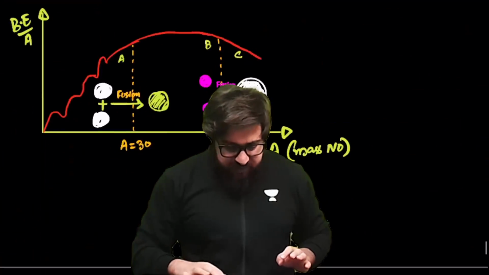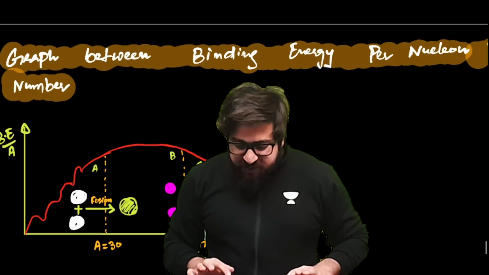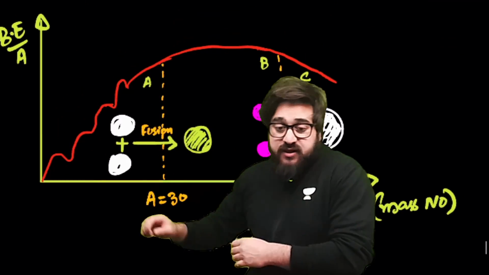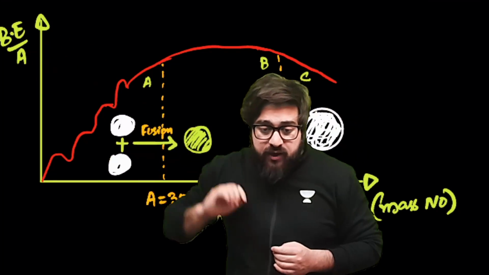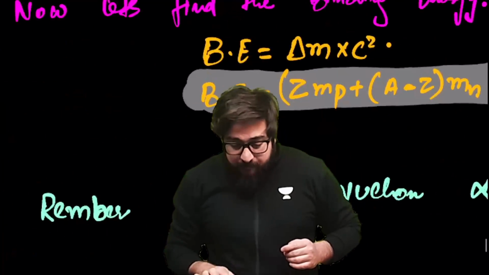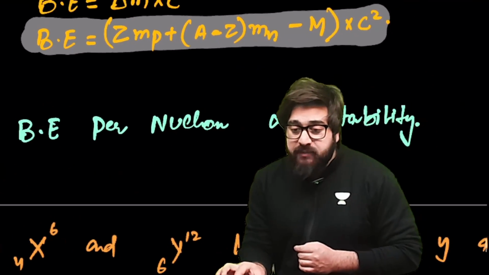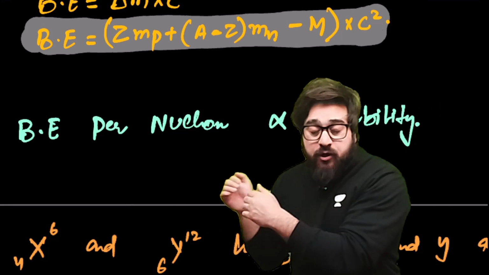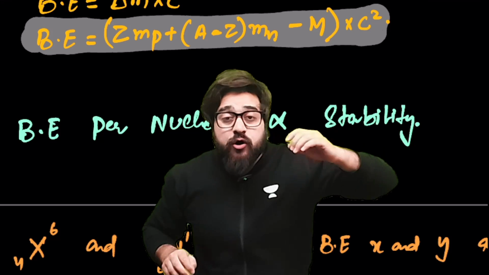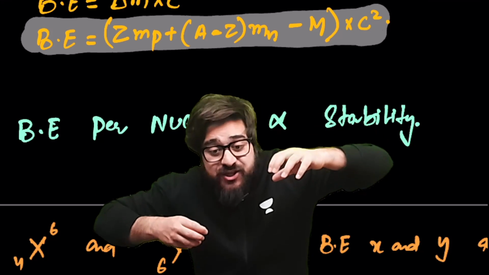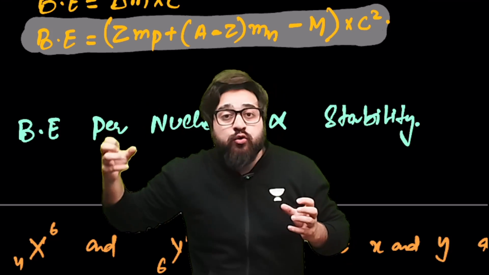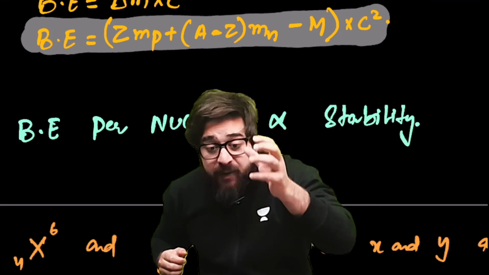Then, my dear friends, there is a graph between binding energy per nucleon versus mass number. The graph is something like this. This is binding energy per nucleon. And remember one more thing, binding energy per nucleon means stability. The more the binding energy per nucleon, the more the stability. Binding energy per nucleon means how much energy you need to apply to take out one nucleon from the nucleus.